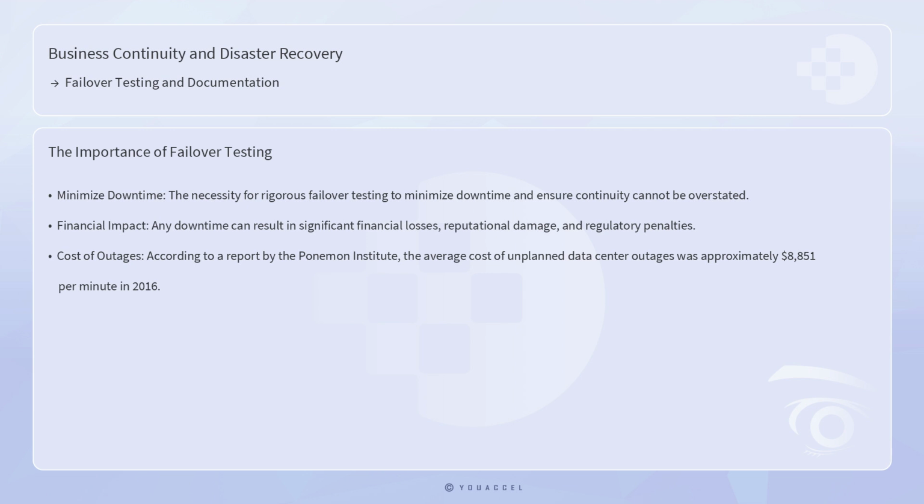Organizations rely on IT systems to deliver services and maintain operations. Any downtime can result in significant financial losses, reputational damage, and regulatory penalties. According to a report by the Ponemon Institute, the average cost of unplanned data center outages was approximately $8,851 per minute in 2016. This underscores the necessity for rigorous failover testing to minimize downtime and ensure continuity.